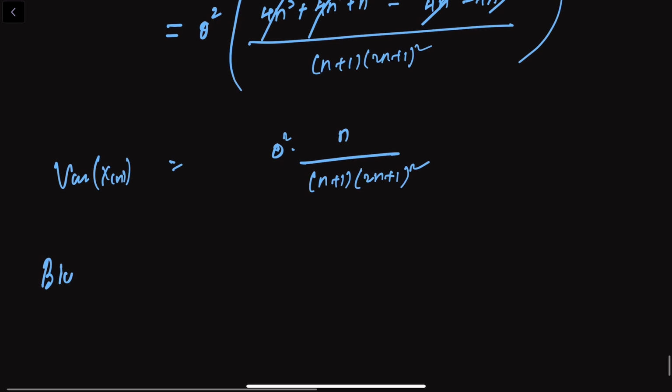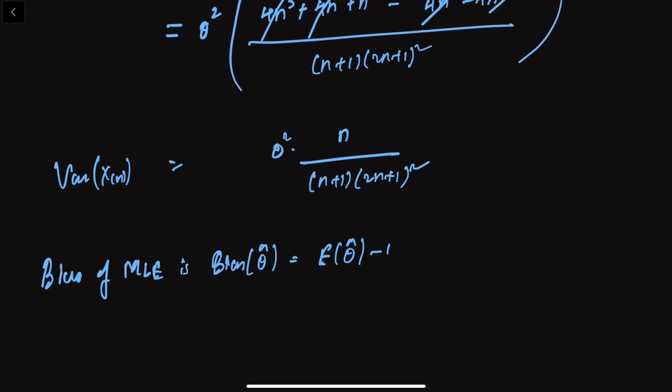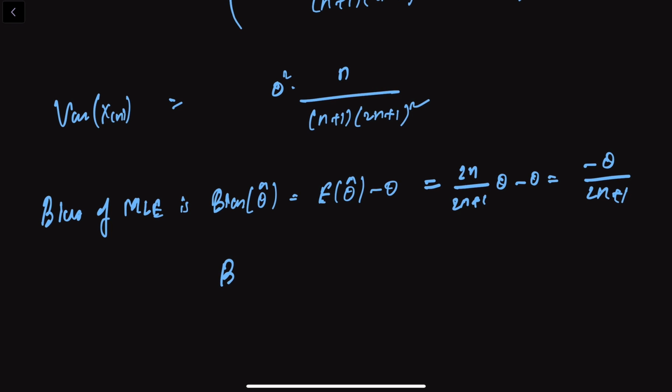So the bias of the maximum likelihood estimator theta hat is the expectation of theta hat minus theta. That is 2n by 2n plus 1 theta minus theta, which is minus theta by 2n plus 1. So the bias square is theta square by 2n plus 1 whole square.